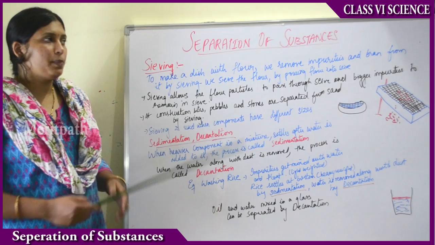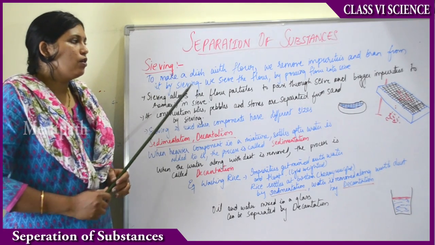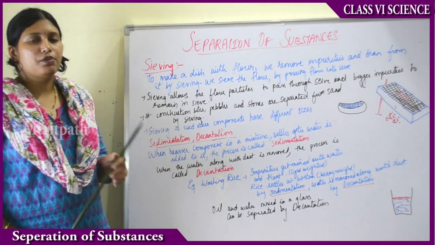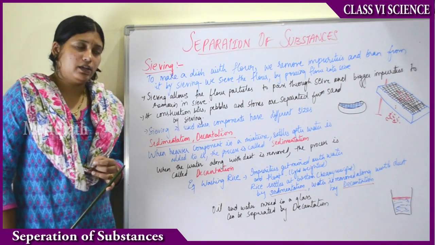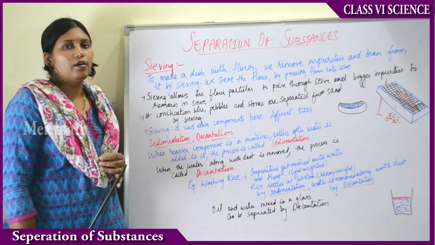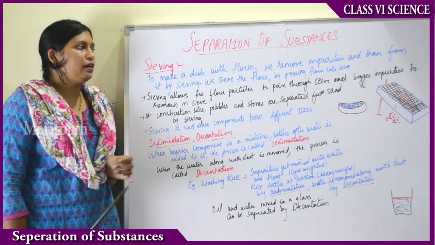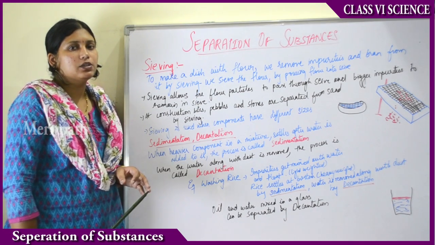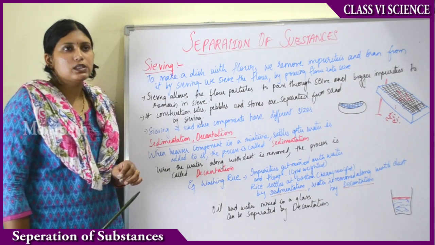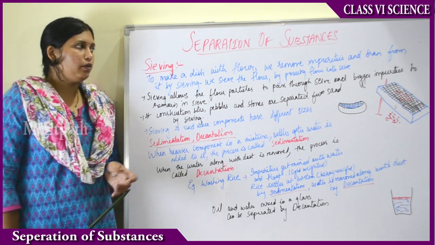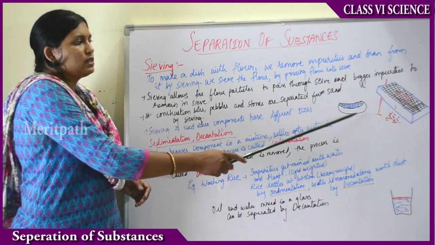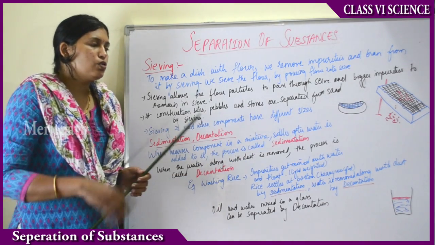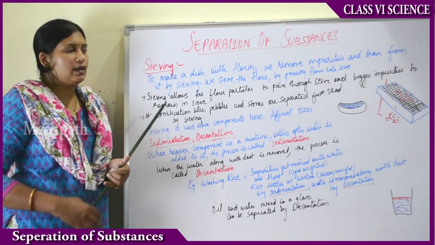The next process of separation of substances is sieving. In the process of sieving, if we want to make any dish with flour, let it be all-purpose flour, that is maida, or gram flour, that is besan, or wheat flour, first, if there are one or two insects or any impurity, what we do is sieve the flour by pouring it into a sieve. A sieve looks something like this. It has a small mesh-like, net-like structure.